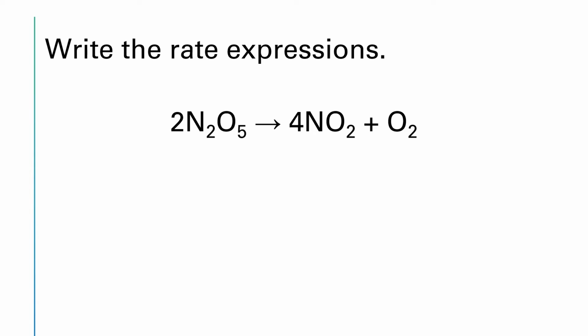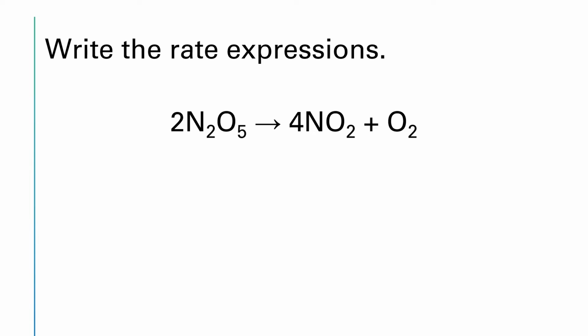Very early in chapter 14, we looked at how we would write the rate expressions in terms of the different reactants and products. And so, for instance, for this particular reaction, we could write the rate of the reaction in terms of N2O5 or NO2 or O2. And experimentally, you're probably just going to monitor one of these chemicals.